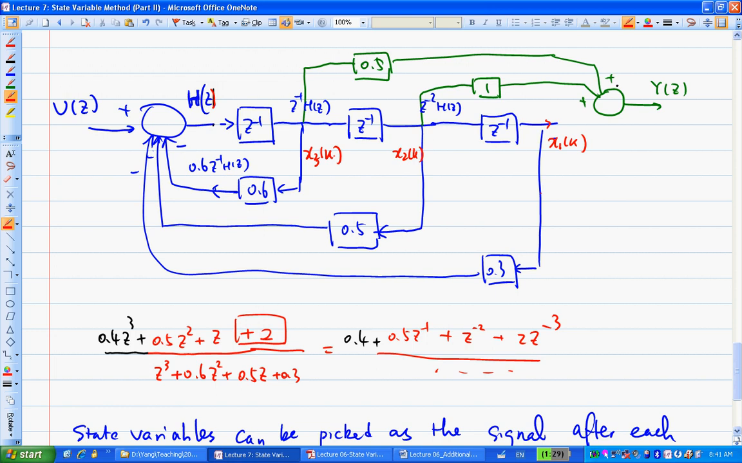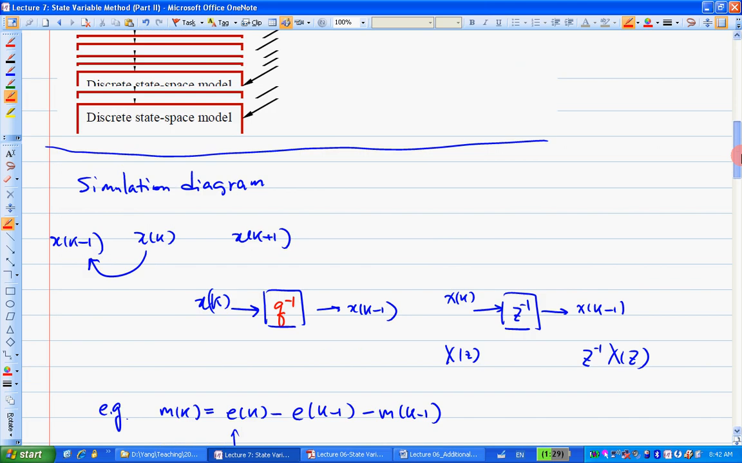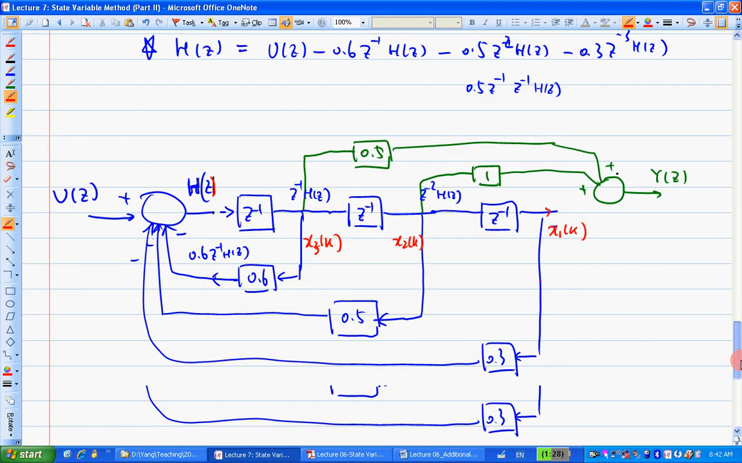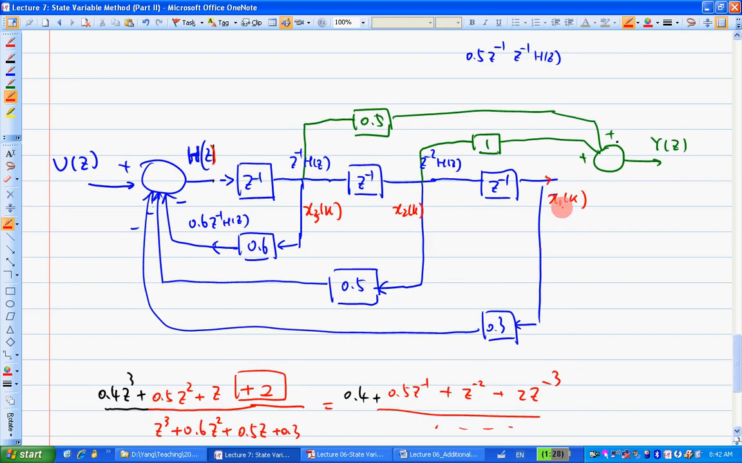Just the 3 state variables won't give you the state equation. The state space equation is a relationship between x of k plus 1 and x of k, and also u of k. So if I come back here, this is x1 of k. What should be before this guy here? This is a 1 step delay, so this is x2 of k, but at the same time, this is also what? The signal here.